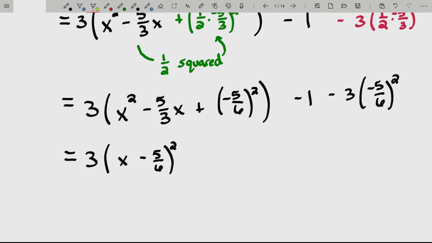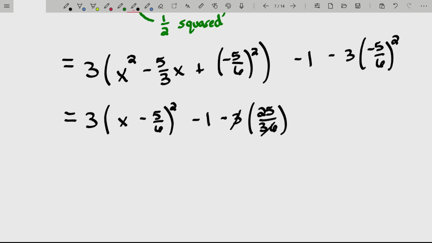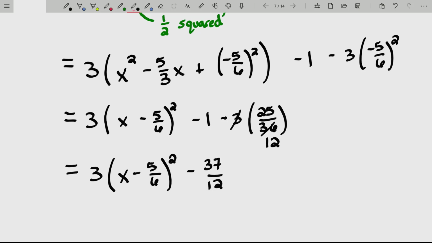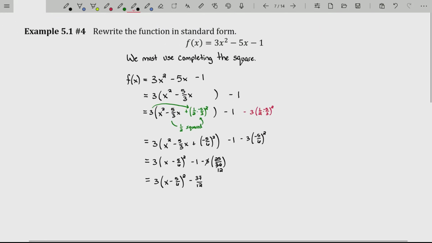But the rest of this, you just have to do a little bit of arithmetic here. This is minus 1. Let's see. So this is minus 3 times 25/36. So I do have to do some little arithmetic. 3 goes in 36 12 times. So that's minus 25/12. So in the end, we have 3 times x minus 5 over 6 and quantity squared, minus 12 over 12 minus another 25 over 12 is a negative 37 over 12. Not the most beautiful problem, but again, one that you should be able to do.